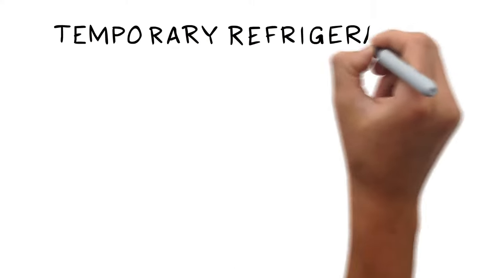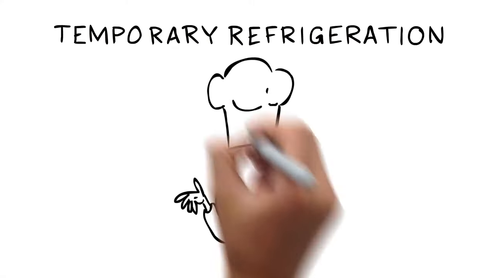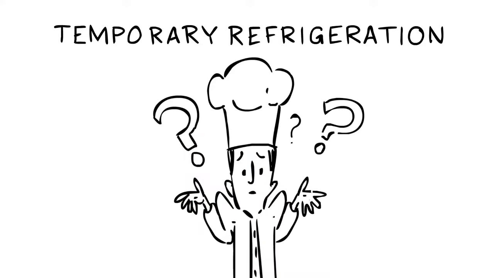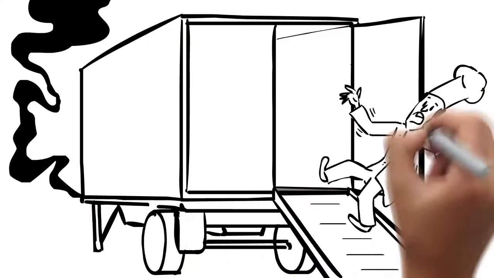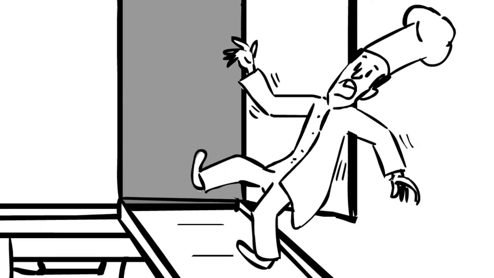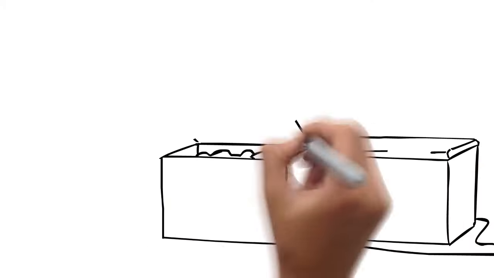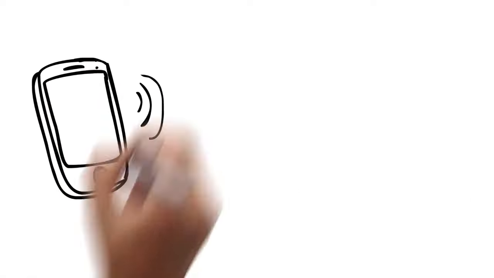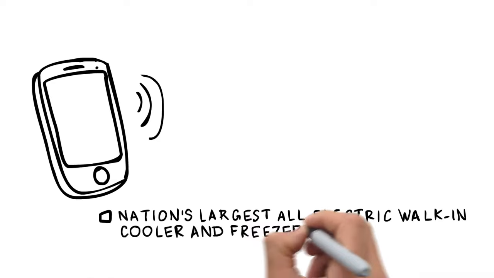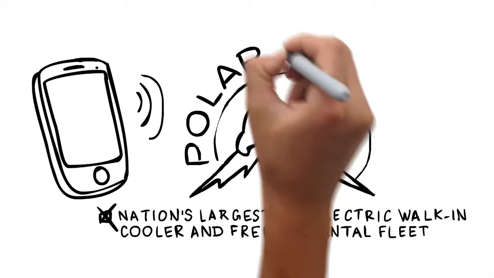So you've got a need for temporary refrigeration, but don't exactly know where to find it. Do you look for a refrigerated semi-trailer and just deal with the diesel fumes and hassle of climbing a ramp? Do you just try to get by with a few chest freezers and hope for the best? Or do you call the company with the nation's largest all-electric walk-in cooler and freezer rental fleet, Polar Leasing?